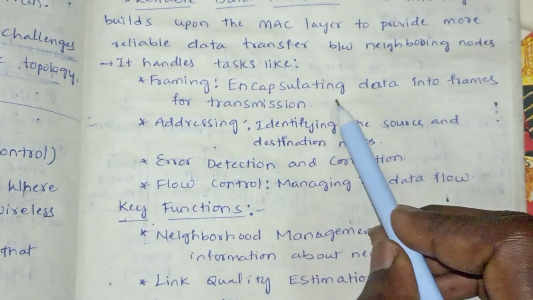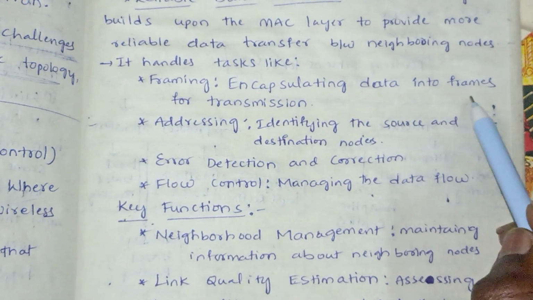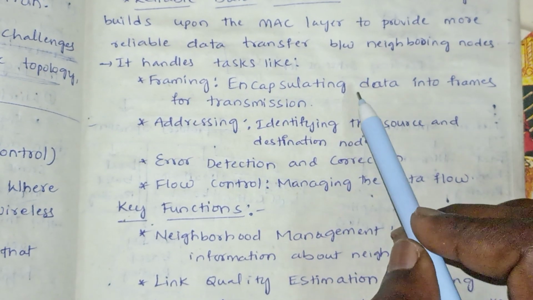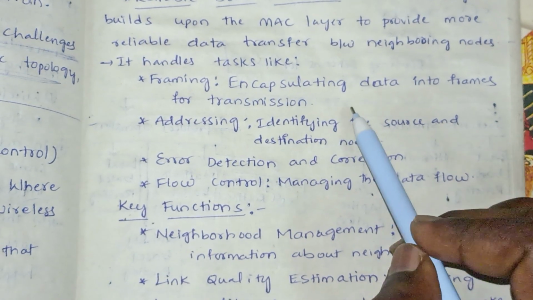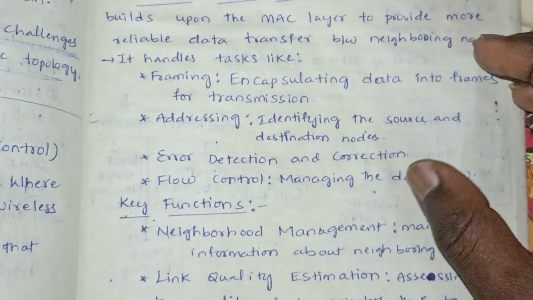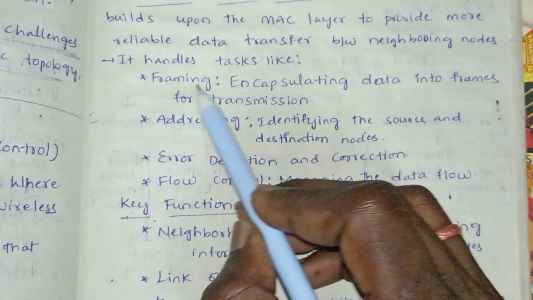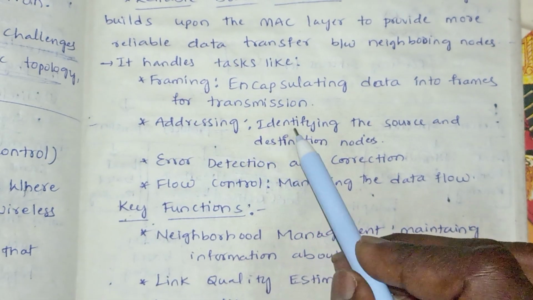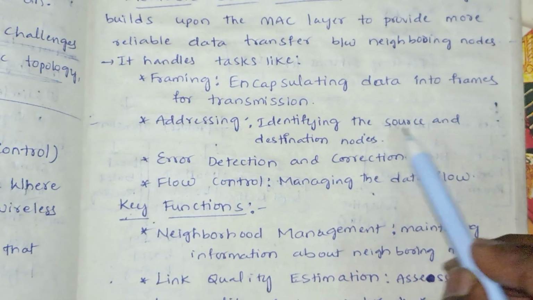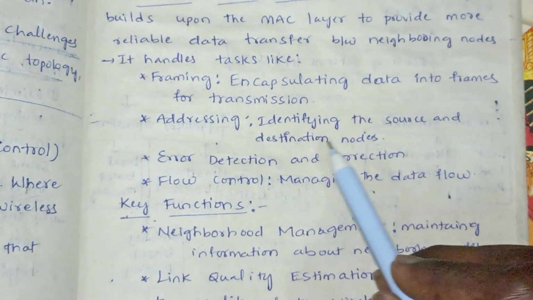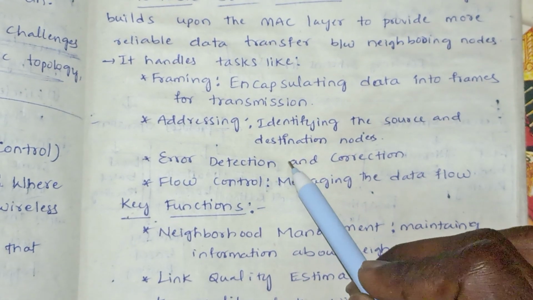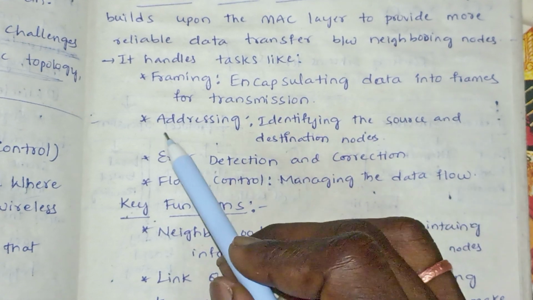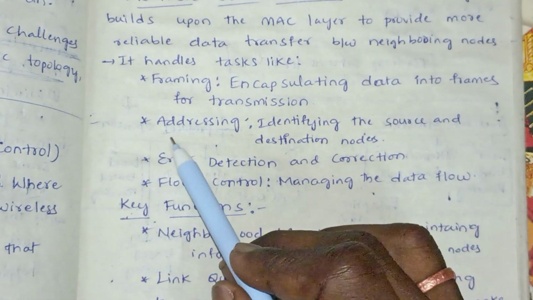Framing is encapsulating the data into frames for transmission. All the data is coming to one module, and that all comes under framing. That is how the framing happens. And addressing, identifying the source and destination nodes: what is the source, what is the destination, and what data is being forwarded from source to destination and to other nodes. All of that is present in the addressing.